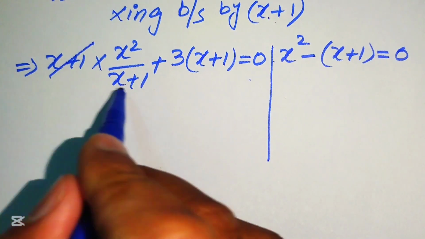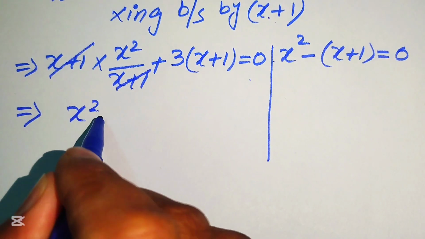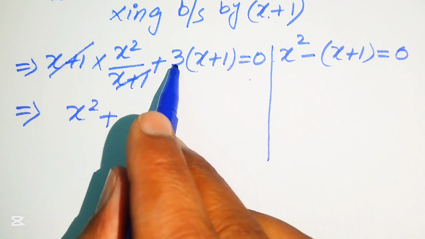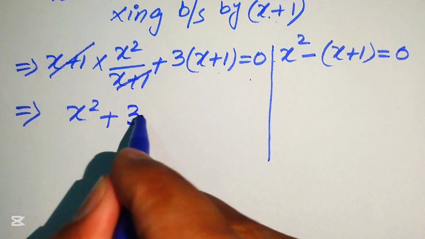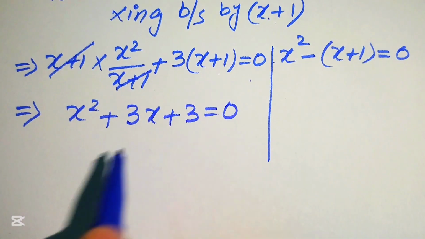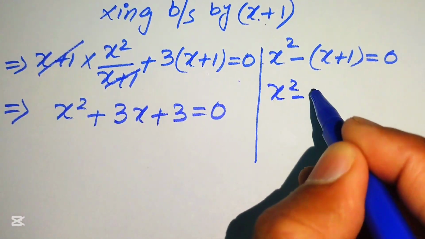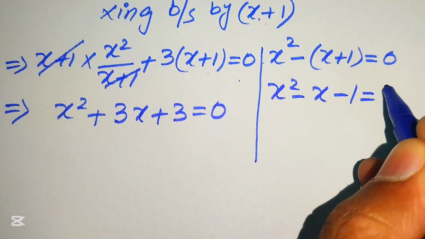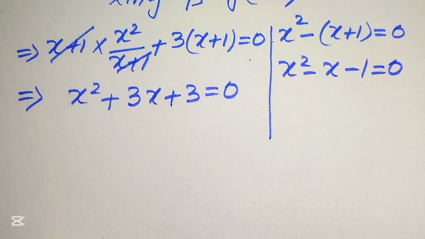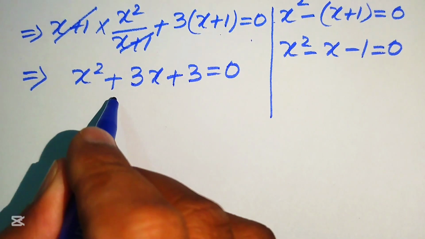Okay, so this x plus 1 also is cancelled by the other, and we get x square plus, we multiply the 3 on both of these values, it will be written as 3x plus 3 equals to 0. And here we multiply this term and you get x square minus x minus 1 equals to 0. So you again get both of these equations quadratic in the x variable. And now we will apply the quadratic formula in order to solve these two equations. First we will apply the quadratic formula here.